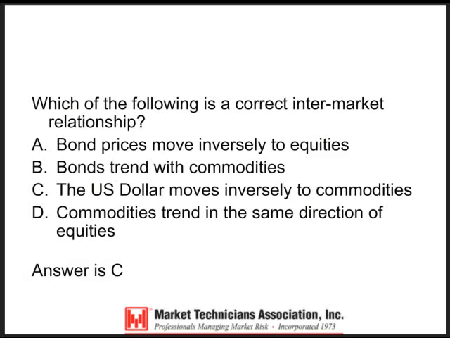Okay, on this one, you need to know your intermarket connections and relationships. And the answer is that the dollar moves inversely to commodities, mainly because the commodities are all priced in U.S. dollars. Not all, but mainly all are priced in U.S. dollars. So as the dollar goes higher, commodities are cheaper. But when the dollar falls, commodities are more expensive.